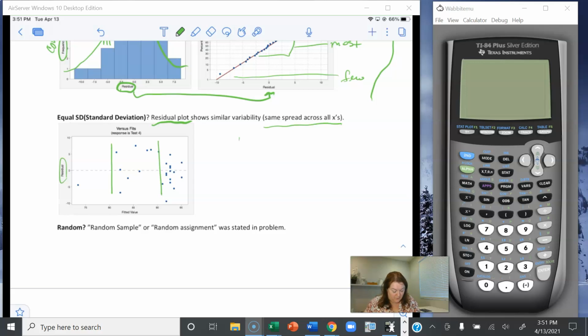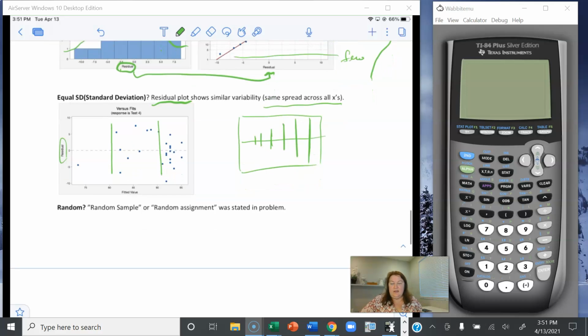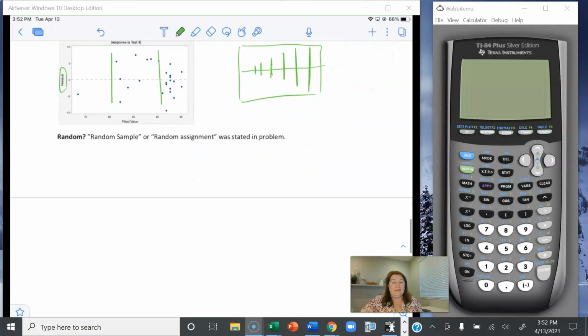So it doesn't really look like we're changing much, okay, that they're about the same all the way across. If I saw a residual plot that looked really close here, a little bit larger here, a little bit larger here, right? That's not what we'd want to see. Okay, but as long as it looks relatively scattered, you're okay. You're just going to tell them that the residual plot shows similar variability. Okay, and then the A is for and, and the last part is random, and that's our same random from before. We're going to say it's a random sample of 200 students or random assignment in an experiment where we put them into 2 treatment groups. So those are all the same.